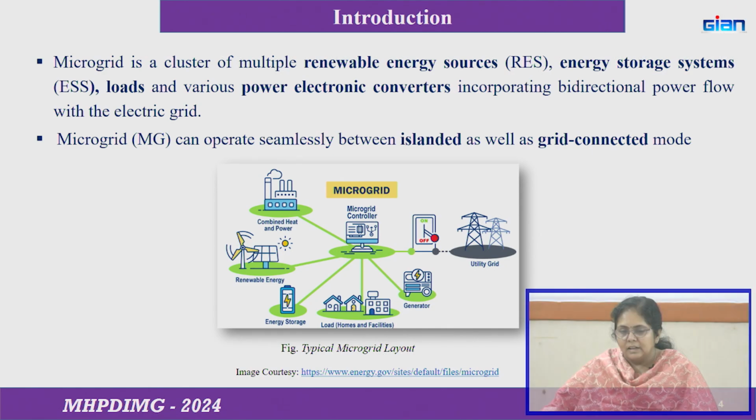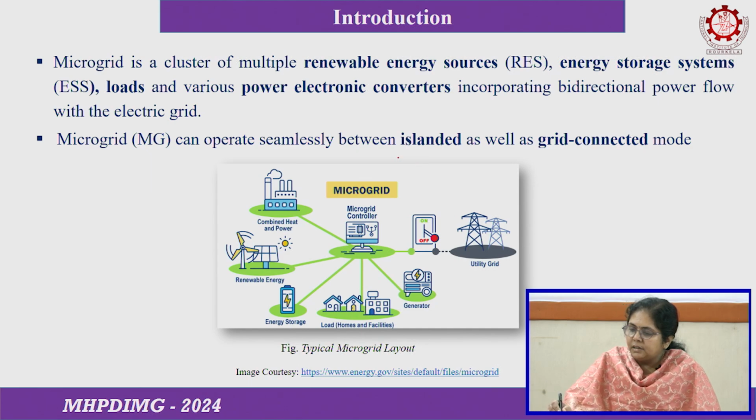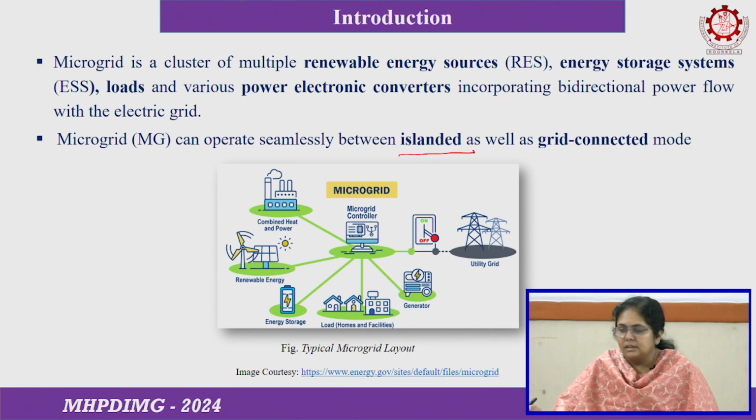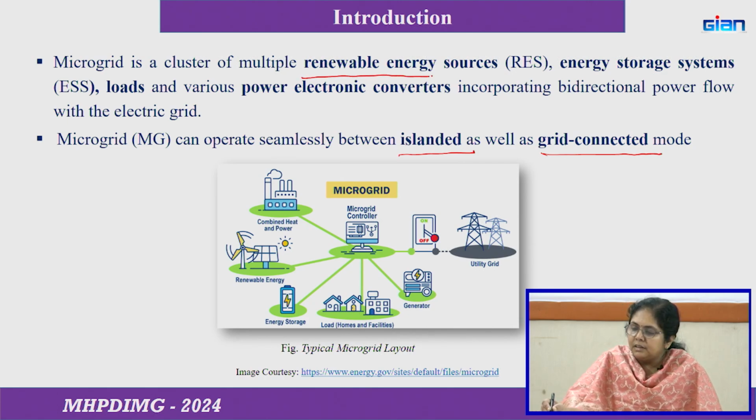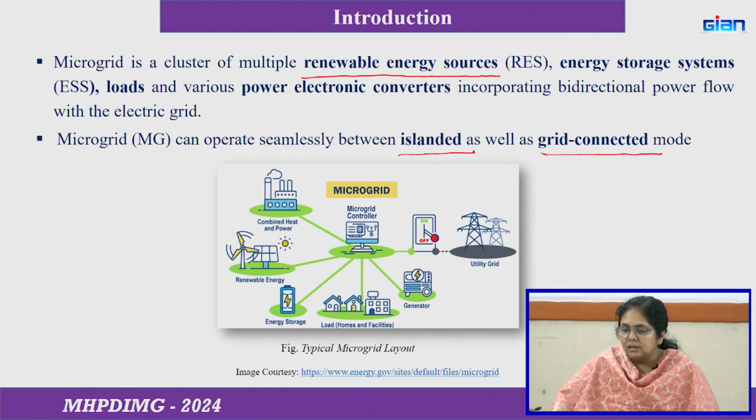As of nowadays, the microgrid is getting very much attention. To define it, a microgrid is nothing but a cluster of renewable energy sources, energy storage systems, loads, and various power electronics converters which operate bidirectionally when connected to the grid. It can operate either in islanded mode or in grid connected mode. So, in the definition I have mentioned here, the microgrid is a cluster of multiple renewable energy sources.